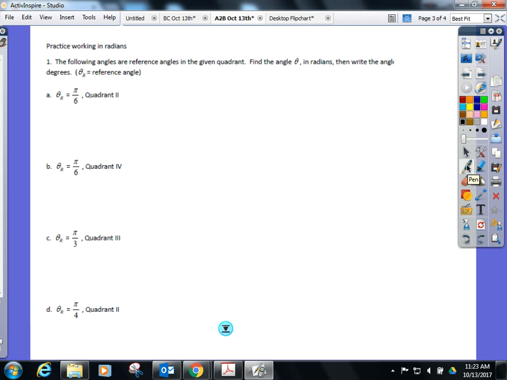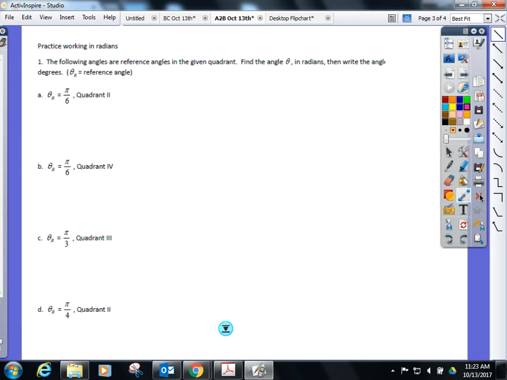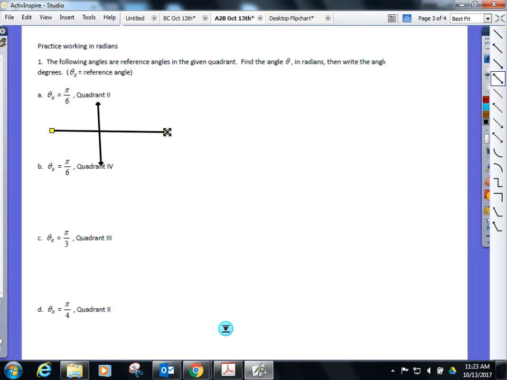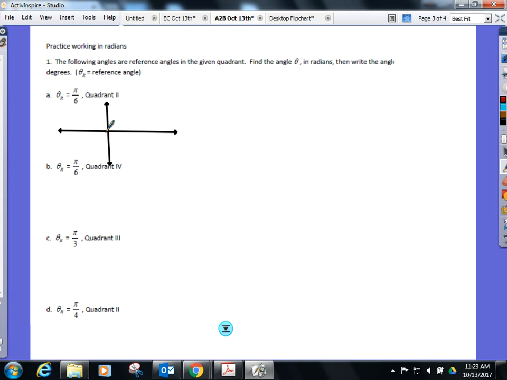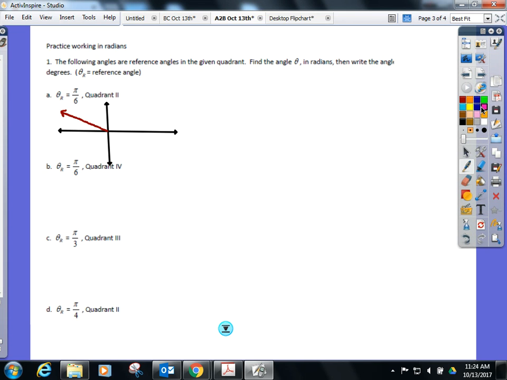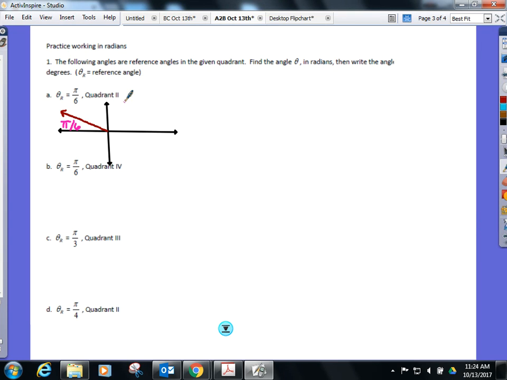Okay, so my reference angle is pi over 6, 30, and it's in quadrant 2. Can you draw me a reference angle of 30 degrees in quadrant 2? Which axis? Y or X axis? X. Okay, good. So here's my terminal side, and the X axis should make a 30-degree angle in quadrant 2. So this angle right here is pi over 6, a 30-degree reference angle in quadrant 2.